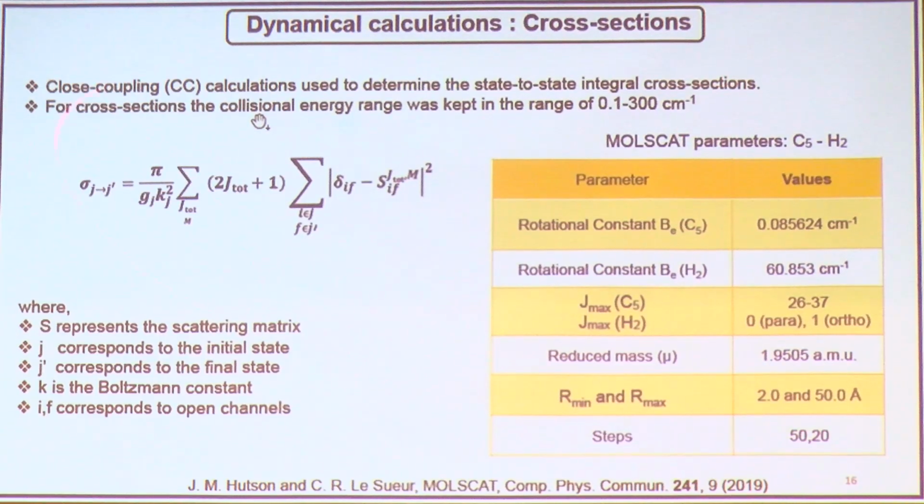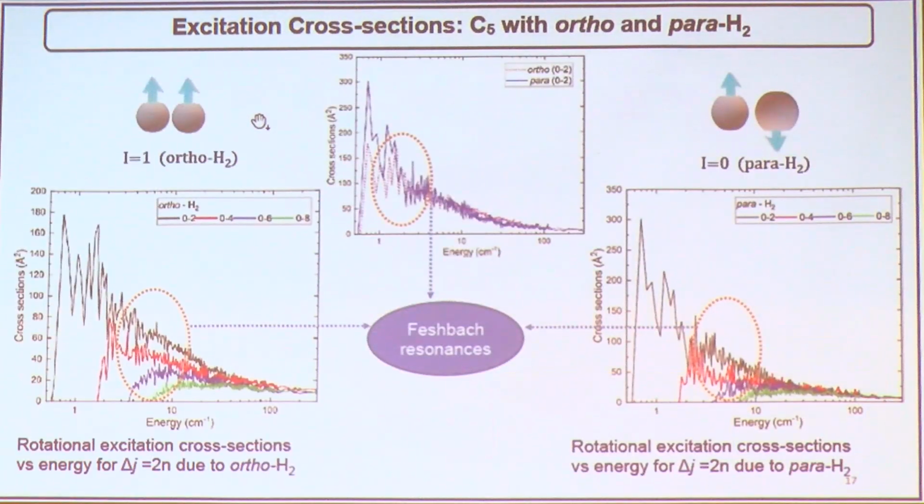So this is the cross section we calculated, and these are some of the results which we got for C5 collision with hydrogen. As you know, hydrogen has both ortho and para forms, where in ortho, both the nuclear spins are parallel. So one has to calculate separately for parallel spin and anti-parallel spin. So this is the plot for ortho hydrogen.